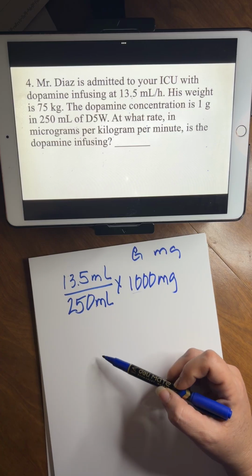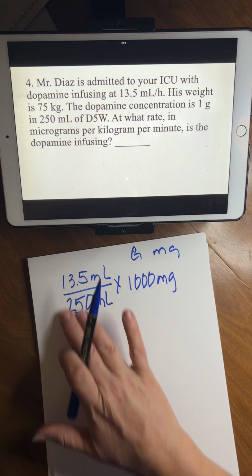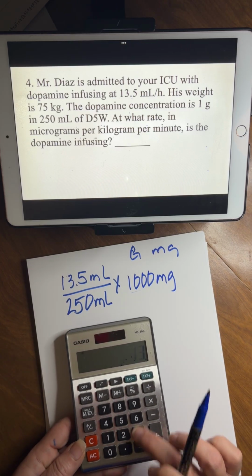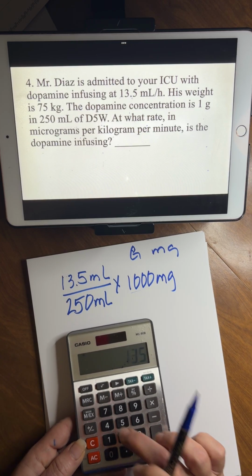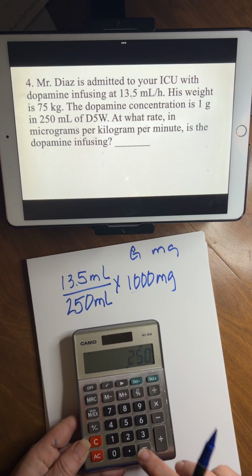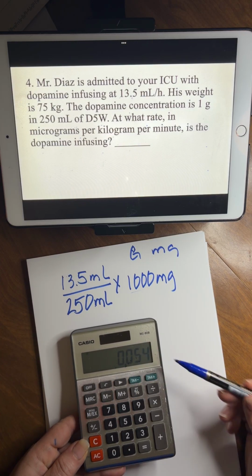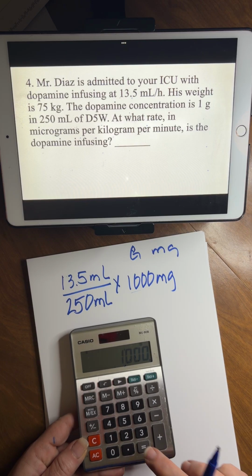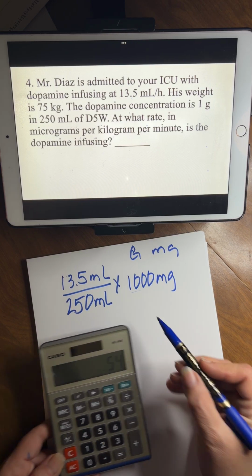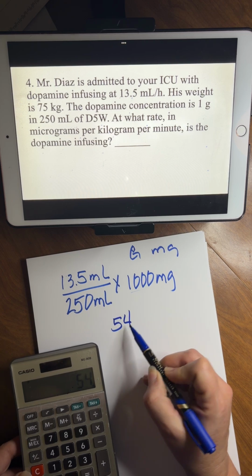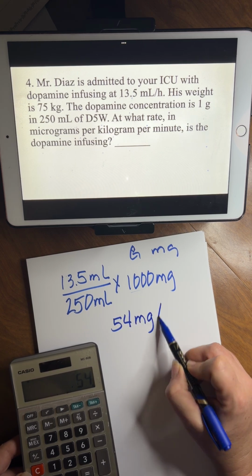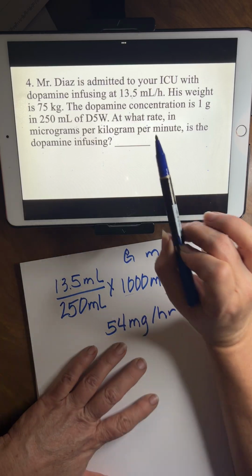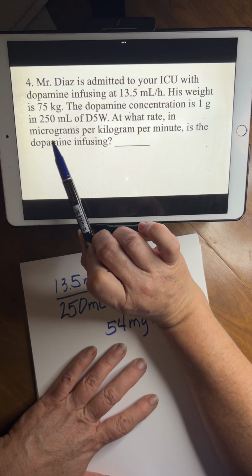And then we're doing the math. Okay? You with me so far? So we're going to do 13.5 divided by 250. Don't even look because you're not done. Times 1,000 equals 54 milligrams per hour. Okay? And you know Ethel wants micrograms.